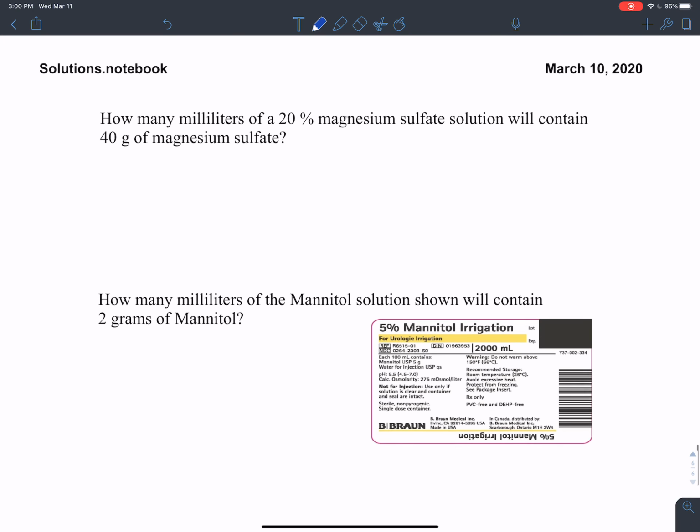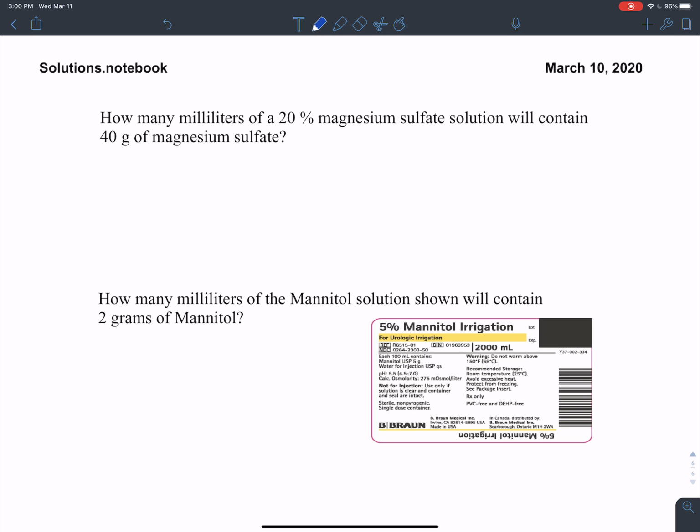If we look at the next example, it says how many milliliters of a 20% magnesium sulfate solution will contain 40 grams of magnesium sulfate. That 20% is telling us that we can write it as 20 over 100. We know percent always means per 100. Because they're telling us that it's 40 grams, we know the pure drug is grams, and the solution is always milliliters. Remember, we could also write this as 100 milliliters over 20 grams.